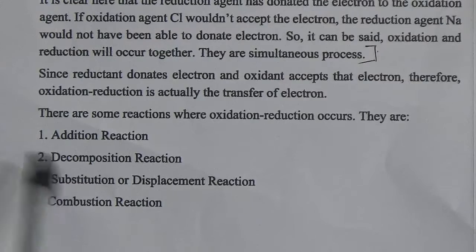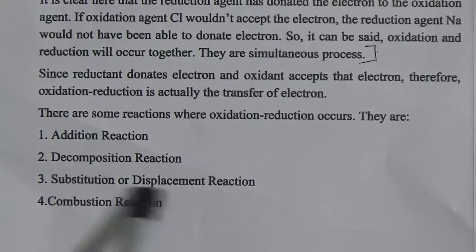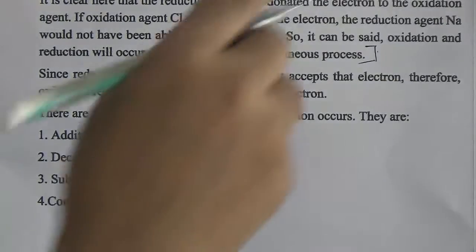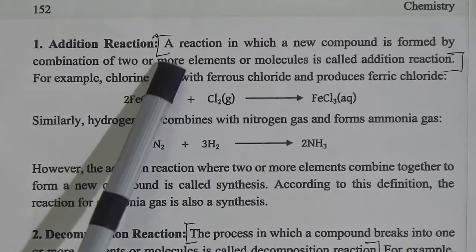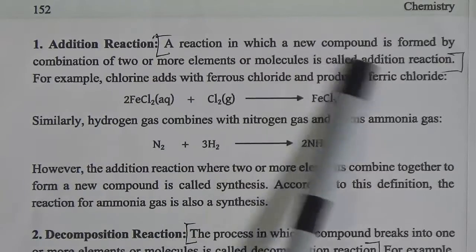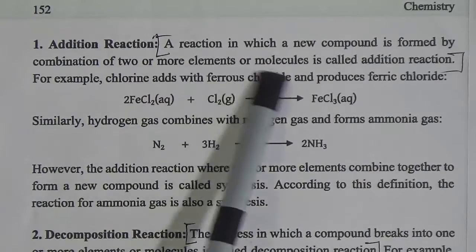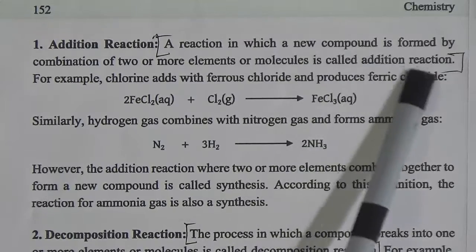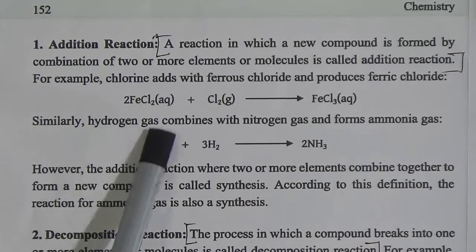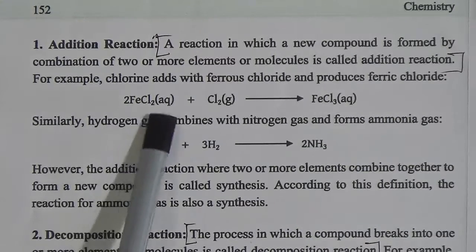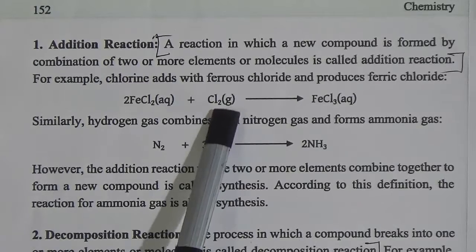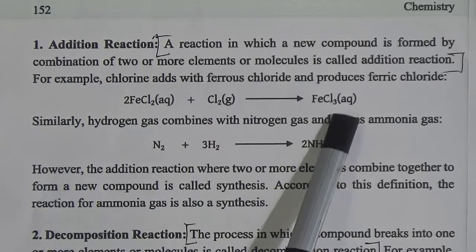They are addition reaction, decomposition reaction, substitution reaction or displacement reaction, and combustion reaction. Now come to the addition reaction. The first line is the definition of addition reaction. A reaction in which a new compound is formed by combination of two or more elements or molecules is called addition reaction. There, if you observe, ferrous chloride is added with chlorine and forms ferric chloride.